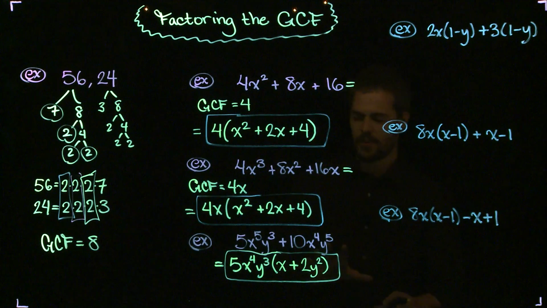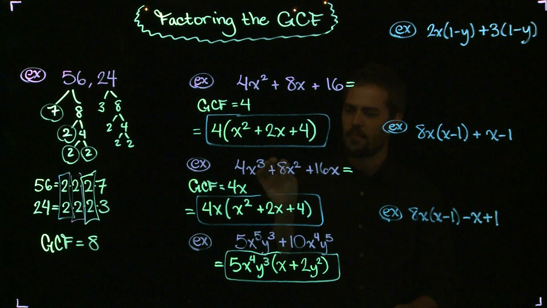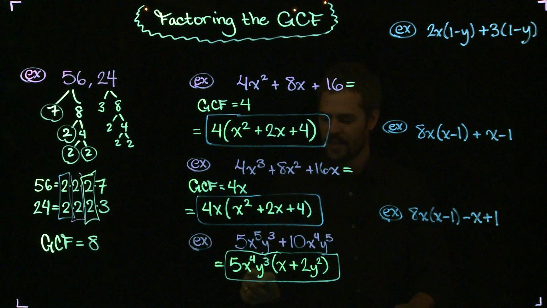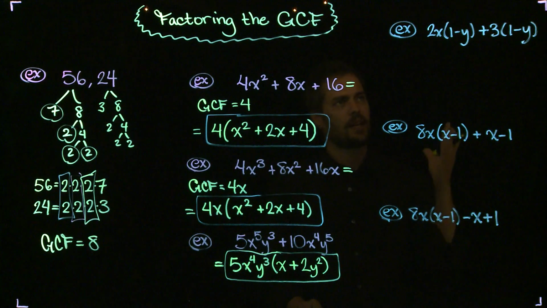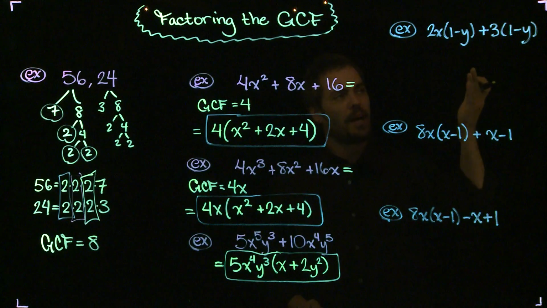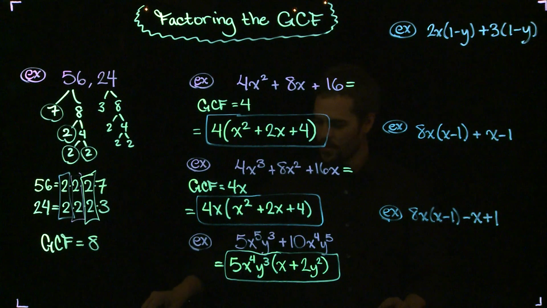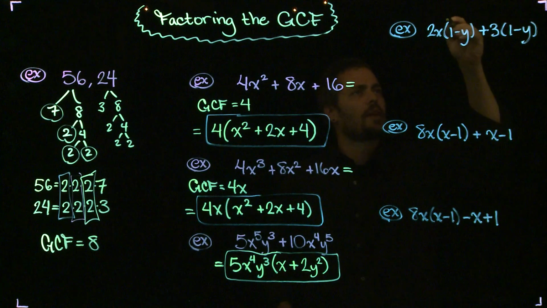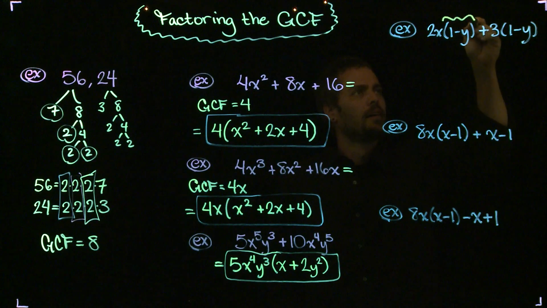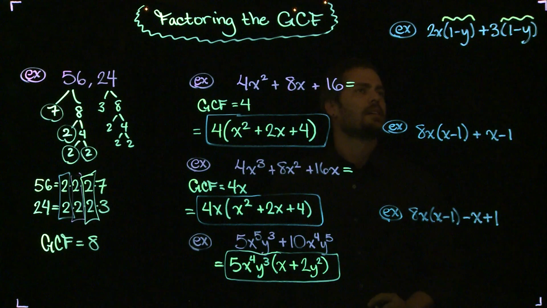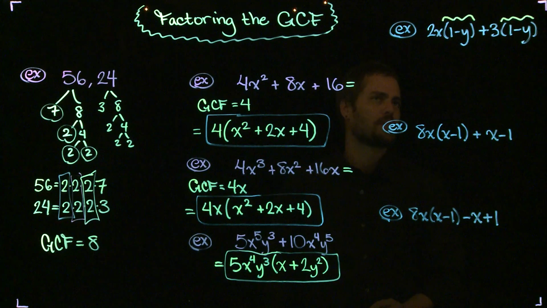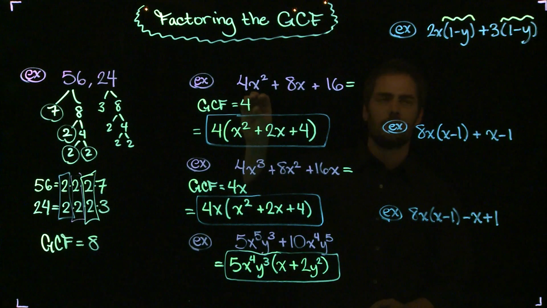Okay, so this is nice, pulling out a greatest common factor that is a monomial. 4 is a monomial, 4x is a monomial, 5x to the 4th y cubed is a monomial. But let's take a look at factoring out a greatest common factor that is a binomial factor. Notice up here in this example that we have a 1 minus y occurring in a couple places. Okay. And we can factor out that 1 minus y just like we were factoring out common monomials.